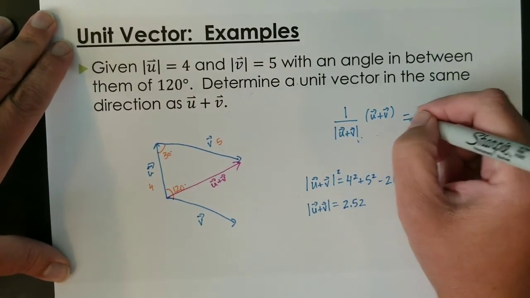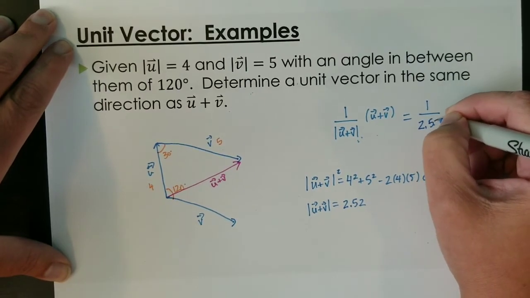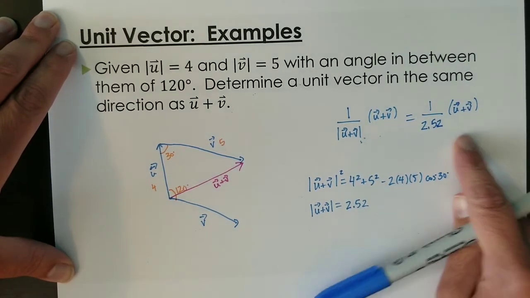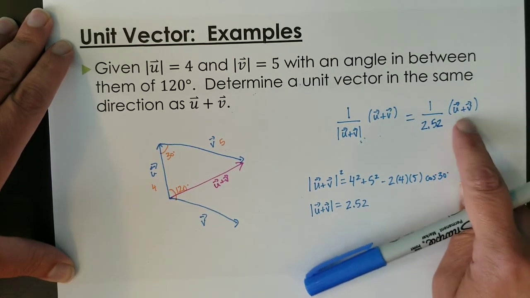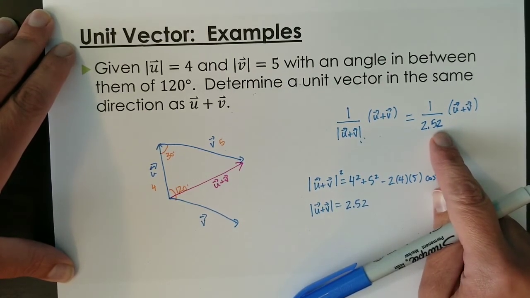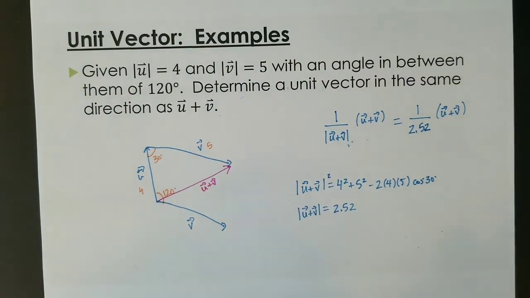So for this unit vector, I have to take 1 over 2.52 times vector u plus v. I don't actually have a measurement of the direction of u plus v, but I know that the unit vector is 1 over 2.52 times it. So whenever you're asked for a unit vector, you're going to find the magnitude of the vector you're talking about and multiply that vector by 1 over the magnitude to shrink it back down to be the size of a unit vector with a magnitude of 1.